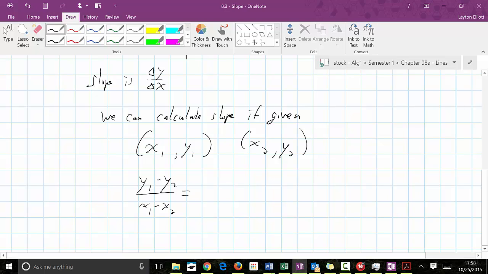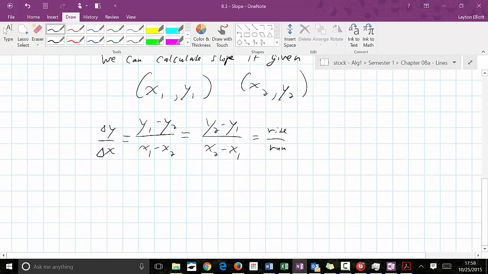Now, I could take that and switch the order, y2 minus y1, but then I would have to switch the order of the x's because I want to subtract those in the same order. And this is just another way of saying change in y over change in x, or rise over run. They all mean the same thing.